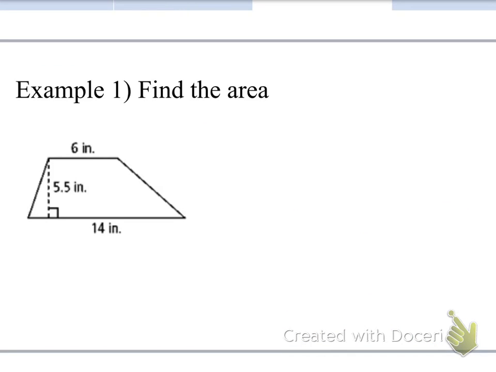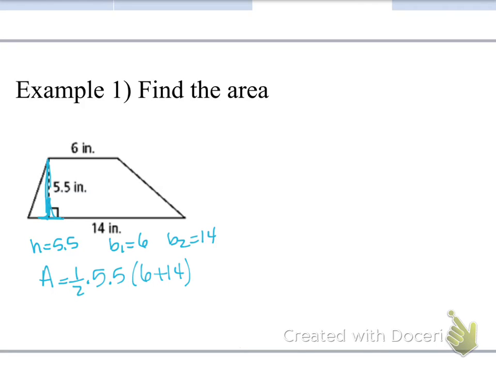Okay, my next trapezoid, if I find my right angle, that gives me my base and my height, and if I continue it, that touches my other base. So I've got my height that connects my two bases is 5.5. One of the bases is 6. My other base is 14. So 1/2 times 5.5 times 6 plus 14. And I'm getting 55 inches squared.